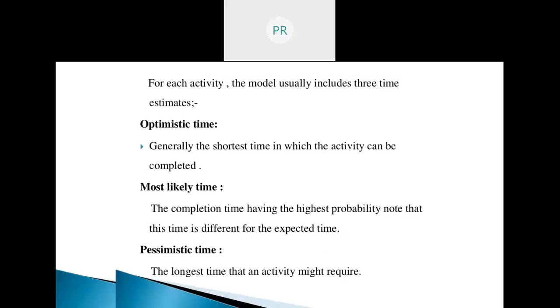So PERT gives a weighted average formula for this. The formula is as follows: PERT weighted average equals optimistic time plus 4 times most likely time plus pessimistic time, whole upon 6. This would give us the PERT weighted average time.